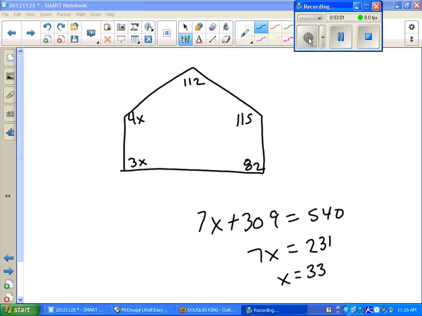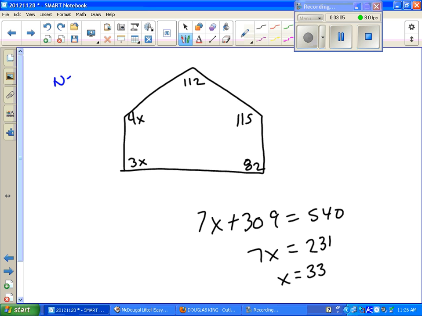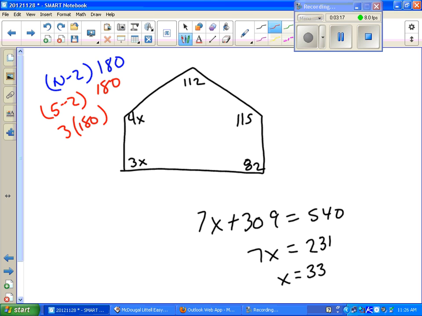Okay, so for this one here, you got a five-sided figure. You're still using the same formula, n minus 2 times 180. So instead of n, we're going to plug in 5, since 5 sides or 5 angles: 5 minus 2 times 180. That's 3 times 180. So when we multiply those together, we get 540 degrees.